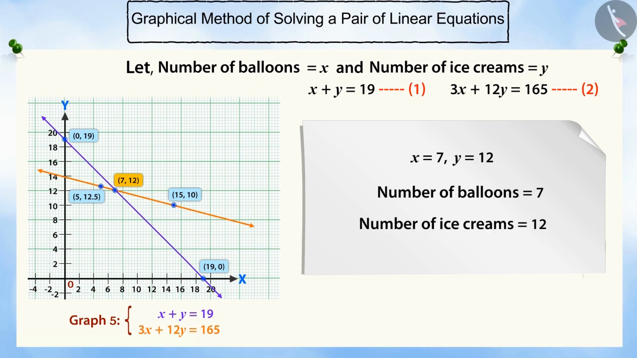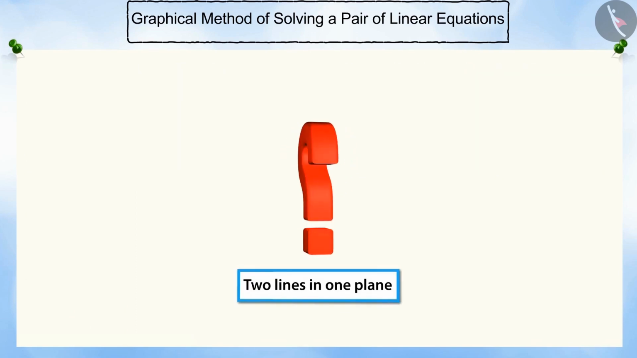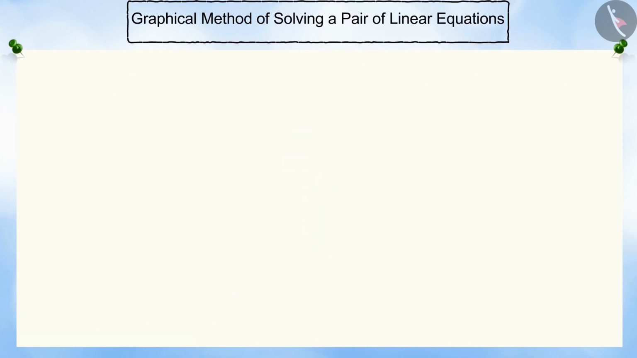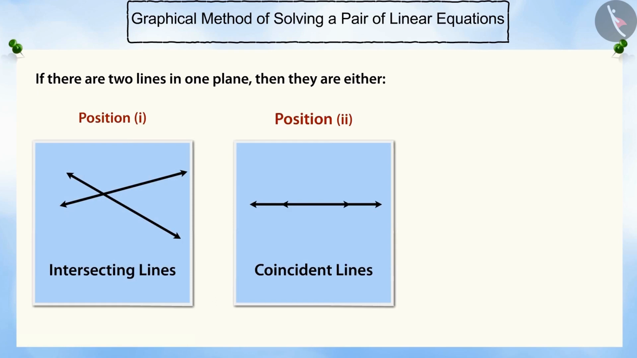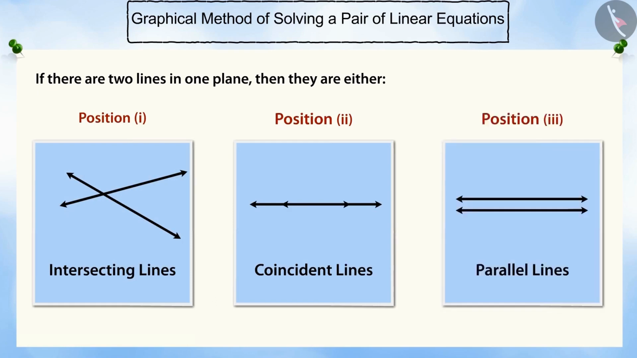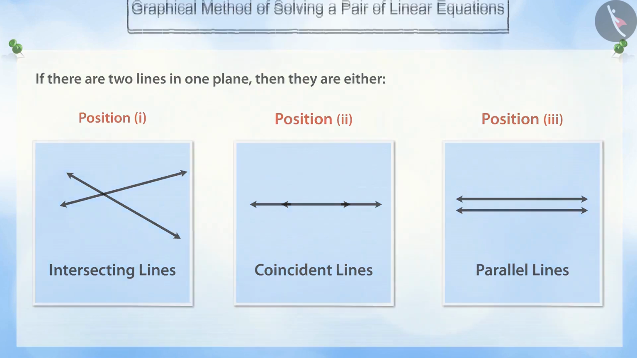In this example, you saw two straight lines intersect each other at one point. Can you think of two straight lines in one plane in any other position? We know that if there are two lines in one plane, then those lines are either intersecting or coincident or parallel. These three conditions can be represented for a pair of linear equations in any two variables as follows.